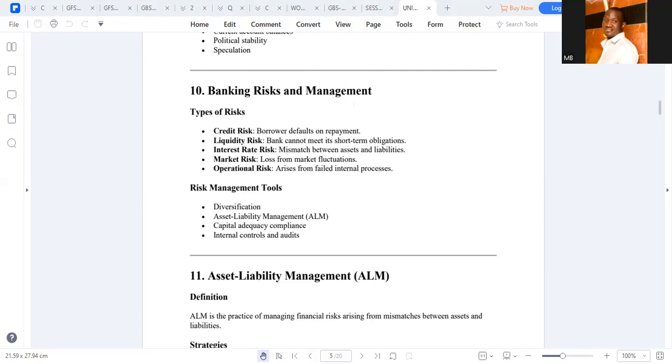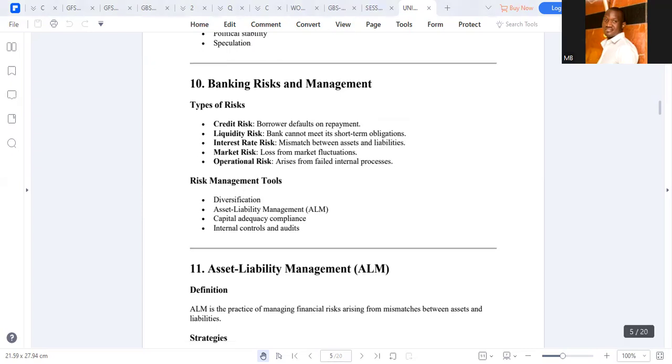Interest rate risk is simply the loss due to mismatched interest. Then we have market risk, which arises from changes in market variables like interest rates and exchange rates. We have operational risk. This results from internal failures or human errors. So how do we mitigate such risks? Risks are mitigated in many ways: through diversification, asset liability management, capital adequacy compliance, and internal control.